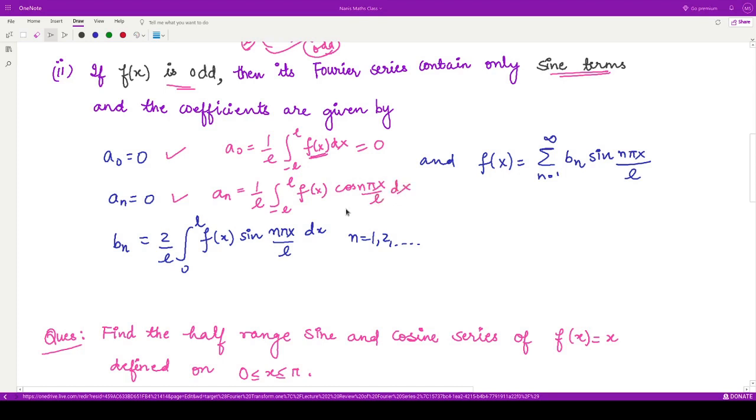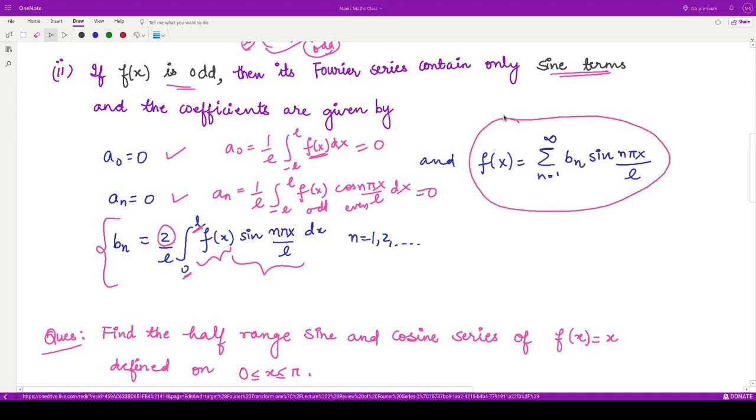Now the cosine is an even function and f is an odd function, so their product is an odd function, and this is eventually equal to 0. So an is also equal to 0, and we have the formula for bn as 2 by L integration with limits from 0 to L of f of x times the sine term dx. The Fourier series in this case contains only the sine term. This is the half range sine series.